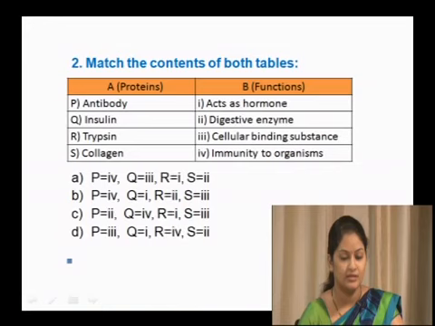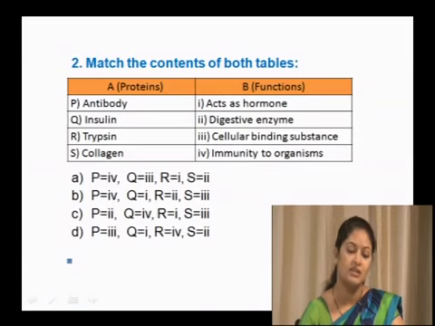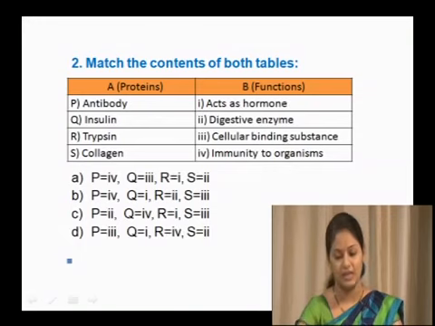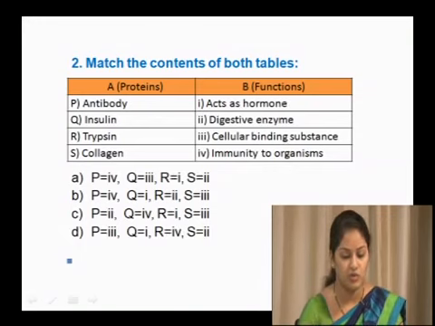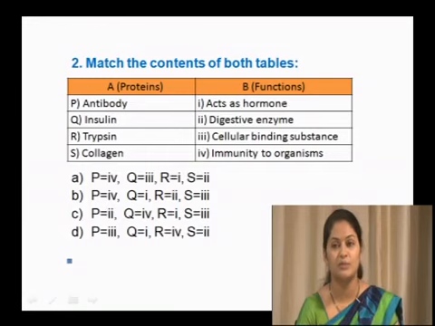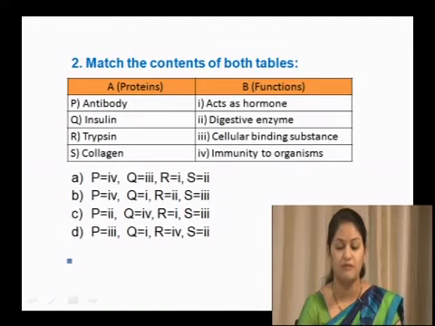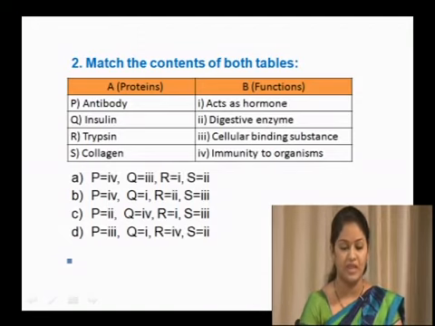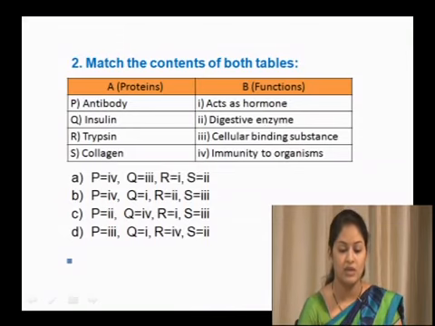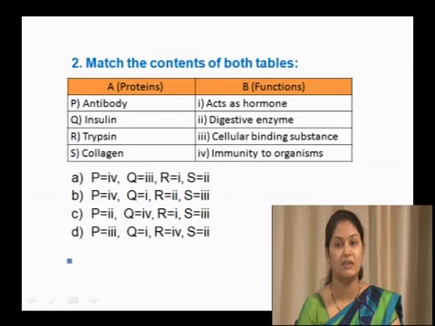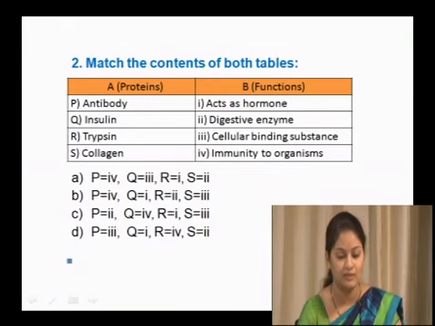Next one is matching the contents. So in the first table we are having the proteins, different kinds of proteins, and in the second table we are associating them with their function. Antibody, we all know that it is associated with providing protection to the human body or animal's body. So it goes with option 4, immunity to organisms. Next comes insulin. Insulin is a proteinaceous hormone secreted by pancreas and it is required for maintaining the blood glucose level. So option 1 goes very well with this.